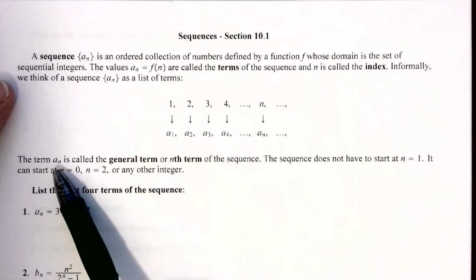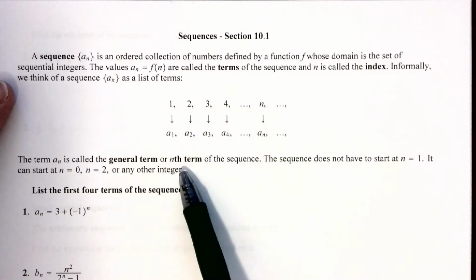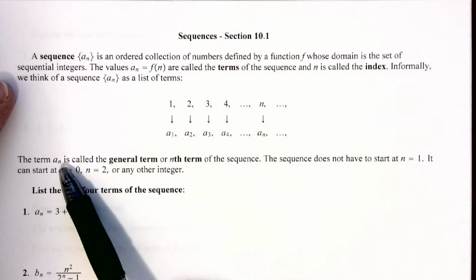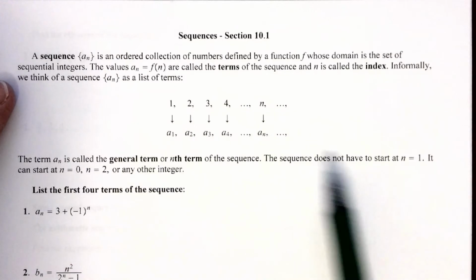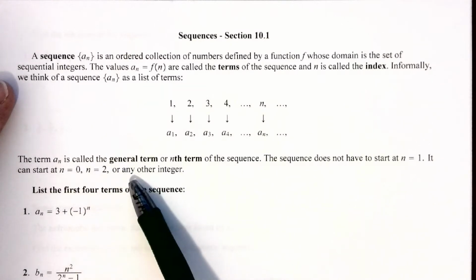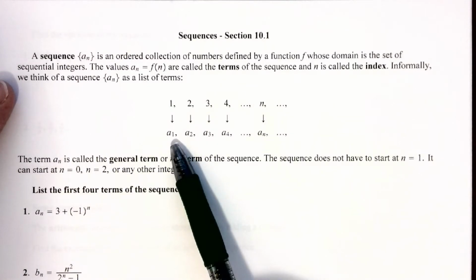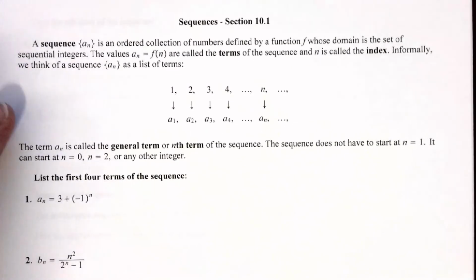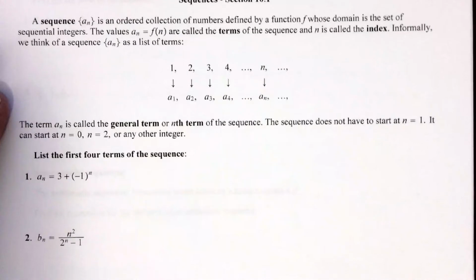The term a sub n is sometimes called the general term or the nth term of the sequence, and that generally will be assigned a formula in terms of n a lot of times, or some way to determine the terms in the sequence. The sequence actually doesn't have to start at n equal 1. It can start at n equals 0, n equal 2, or any other integer. So the starting point will vary depending on our needs, but they'll all be infinite sequences.